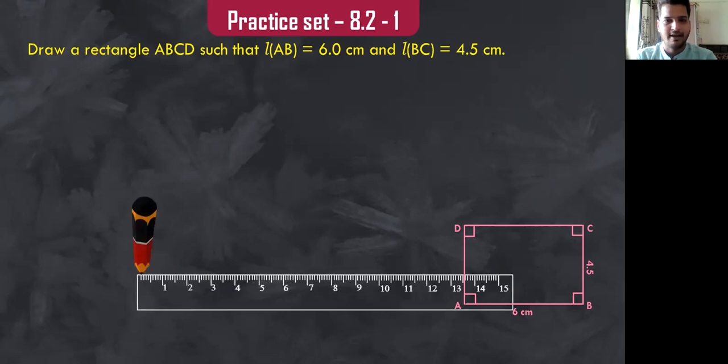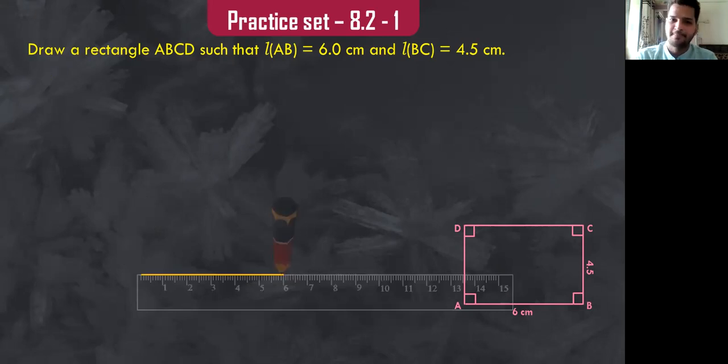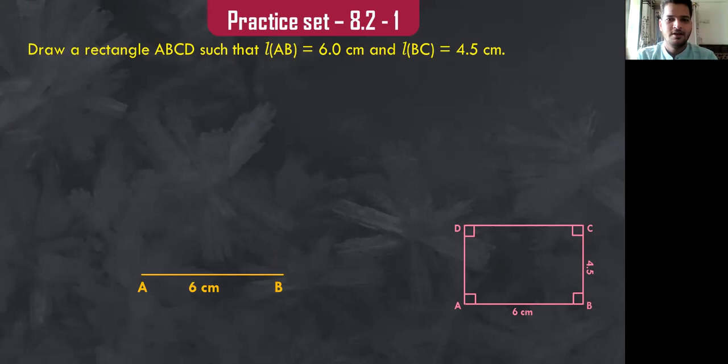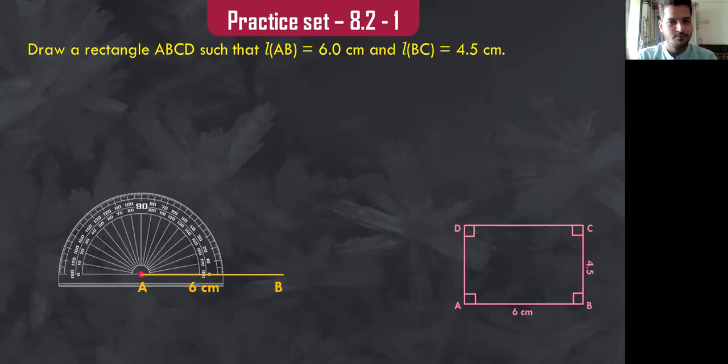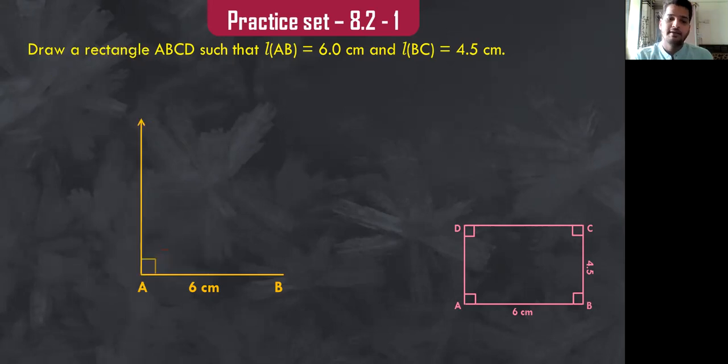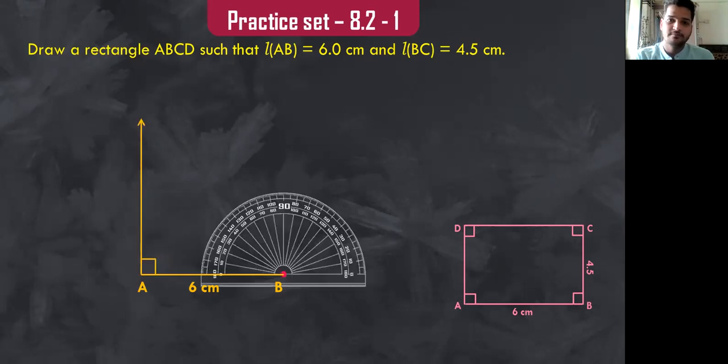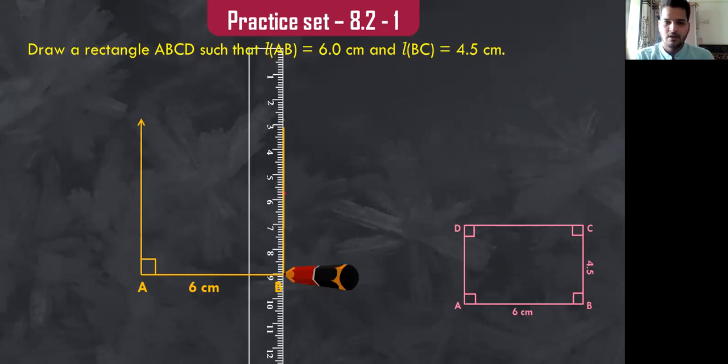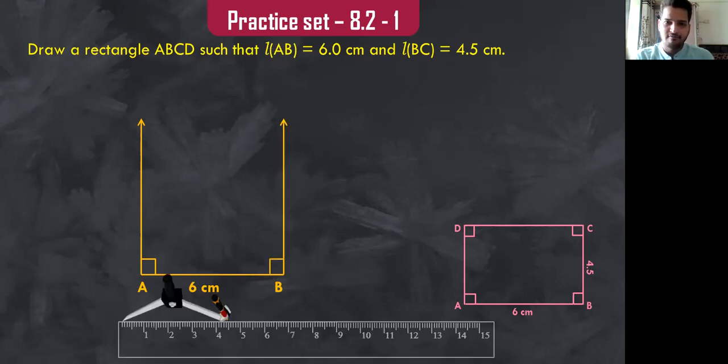So drawing a rectangle, we will first draw the base AB of how many centimeters? Correct, 6 centimeters. Then we all know we will use a protractor to mark an angle of 90 degrees, because all the angles of a rectangle are 90 degrees, right? So we'll draw a 90 degree line over here. Then we will place the protractor on point B. Again we will mark 90 degrees. We draw another line.